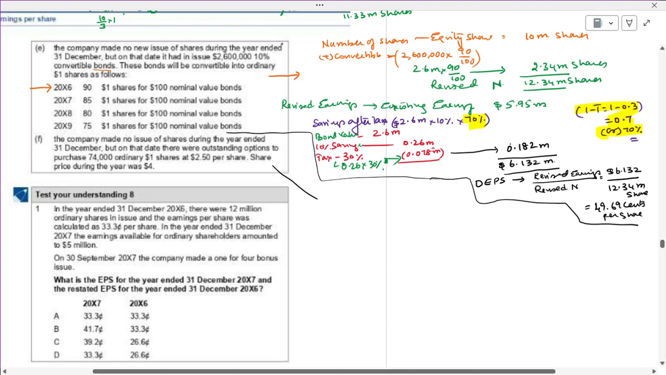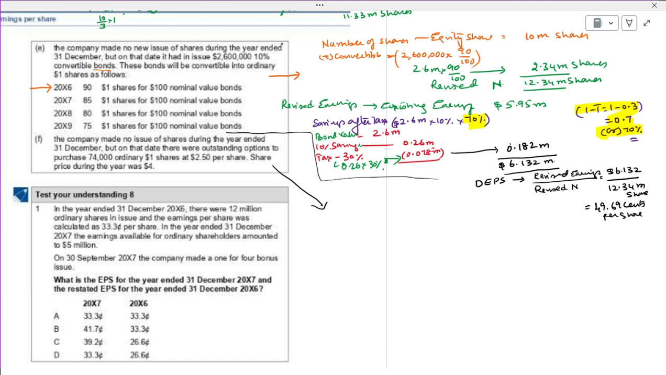Next. The company has made no issue of shares during the year. Okay, they have not issued any shares during the year. But on that there are outstanding options to purchase how many shares? 74,000 shares at the rate of how much? 250 per share. Share price is how much? 5. Yesterday we have done this.